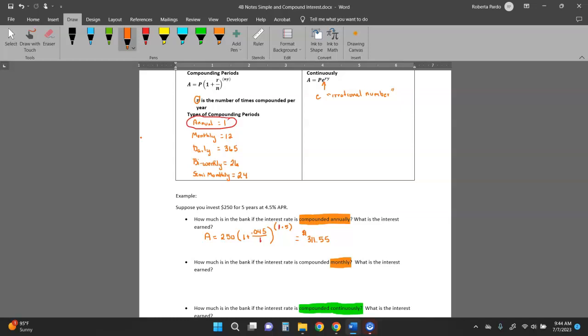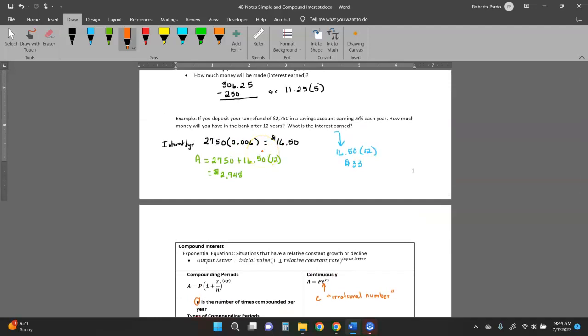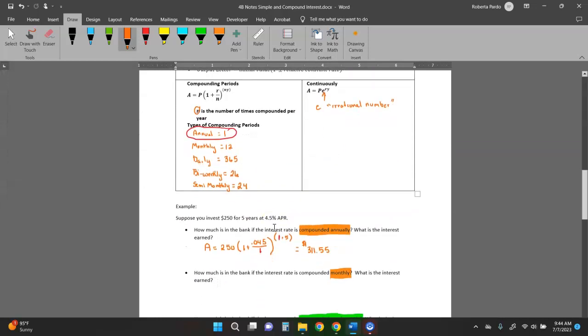All right, so in our simple interest, when we figured out what our interest was, we could just take the amount of interest made each year times 12. Well, we don't have that in compound interest because, again, it's growing exponentially. So the only way we can figure out the amount of interest earned is to take $311.55 minus our $250, that was our original amount, and come up with how much interest was earned. So we earned $61.55 in interest.